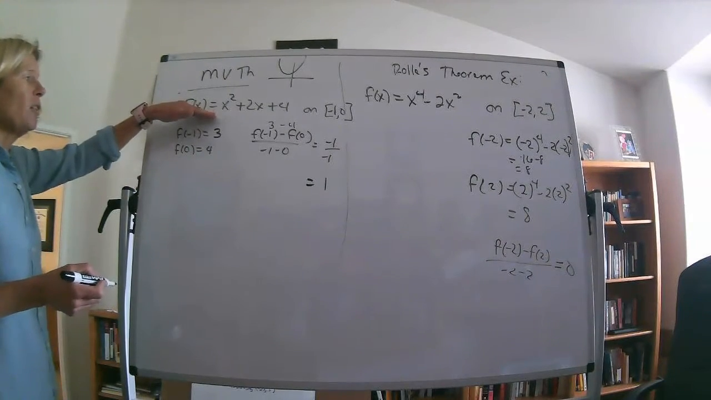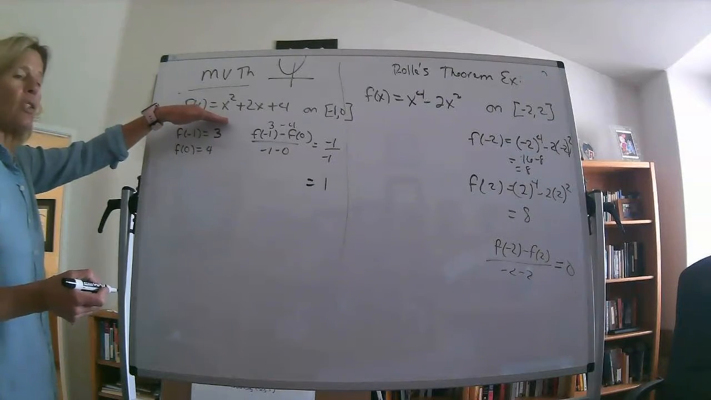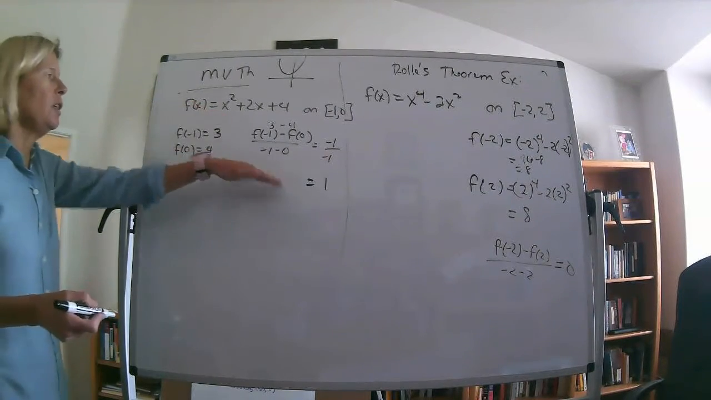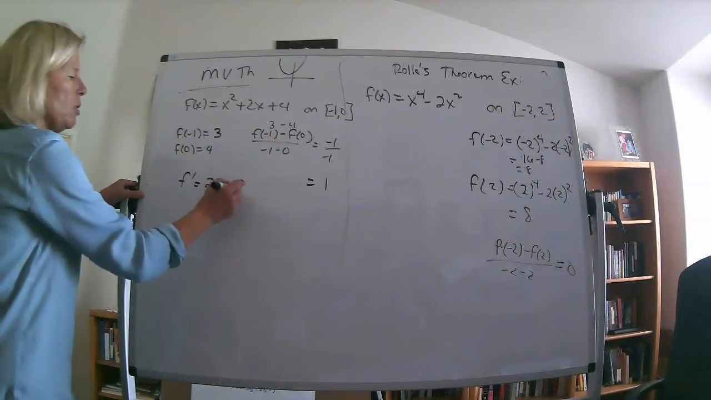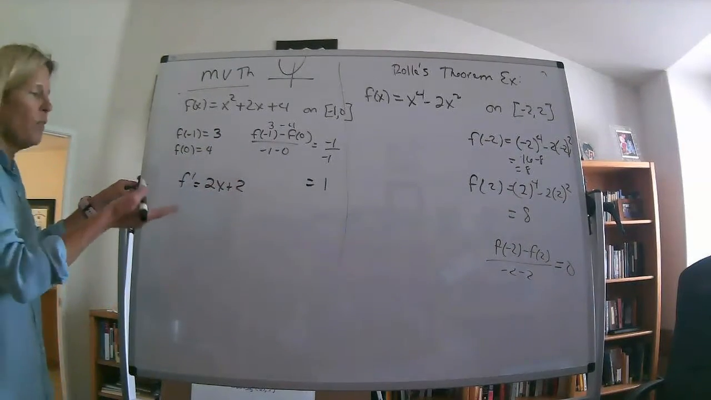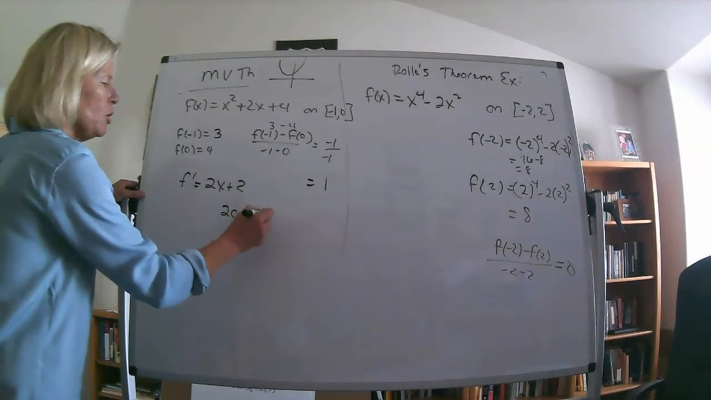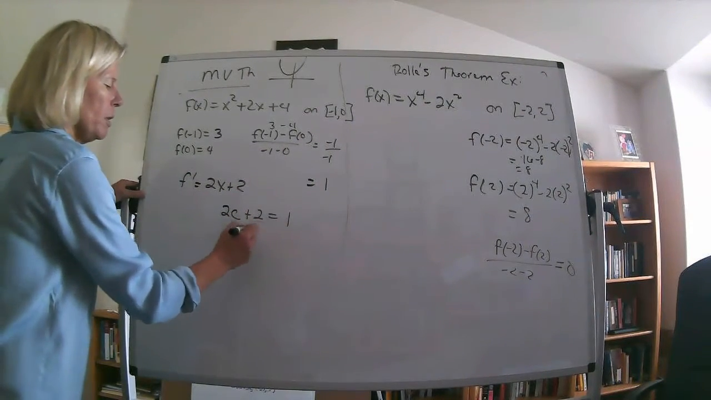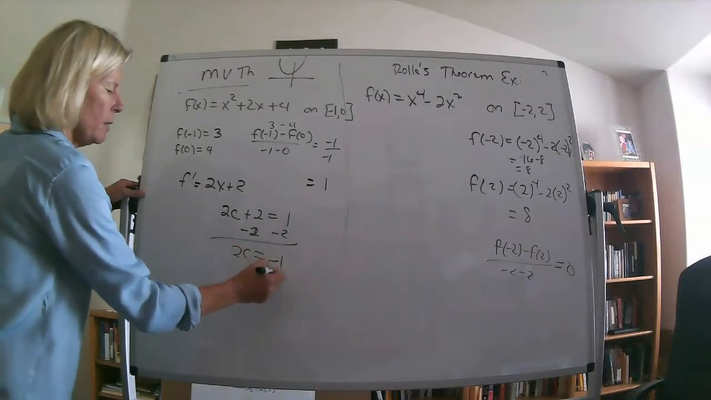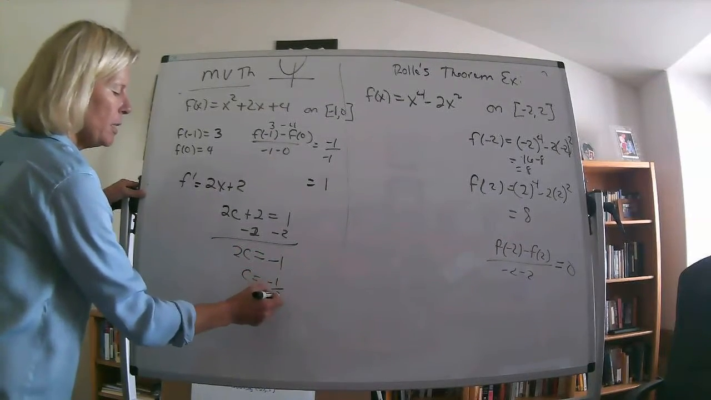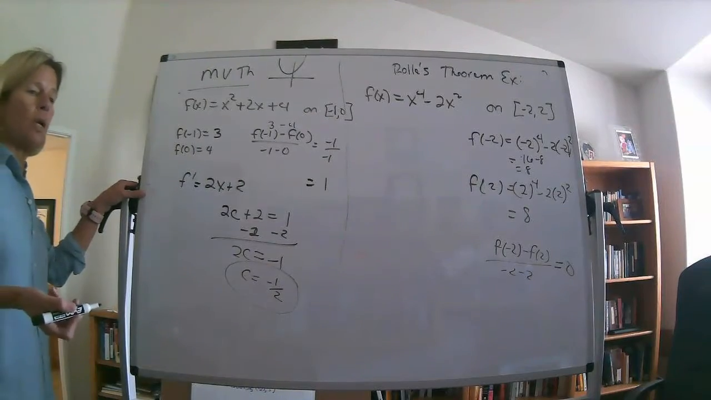To find the value c guaranteed by the mean value theorem, I'm just going to set the derivative equal to 1. So the derivative is 2x plus 2. Since I'm looking for a value c, I'm going to go ahead and write a c in here. 2c plus 2 equals 1. Then I'm going to solve for c. And my value c, guaranteed by the mean value theorem, is 1/2.